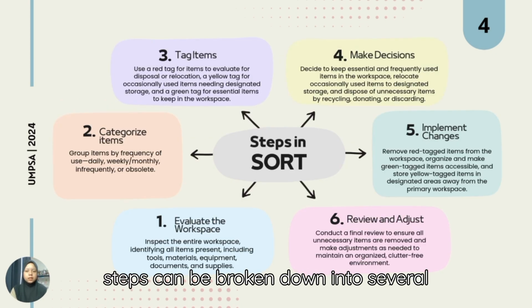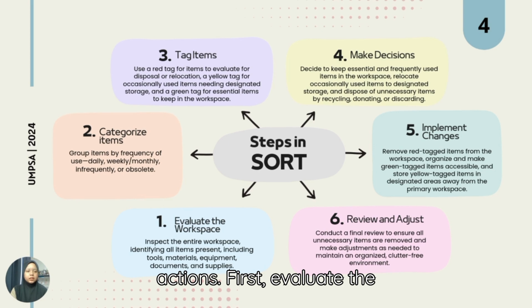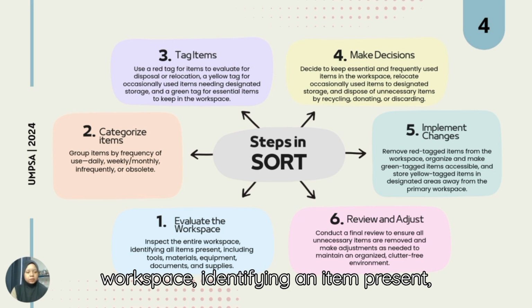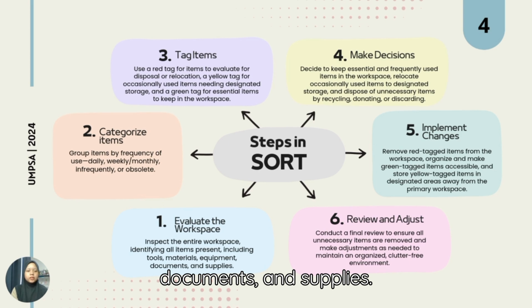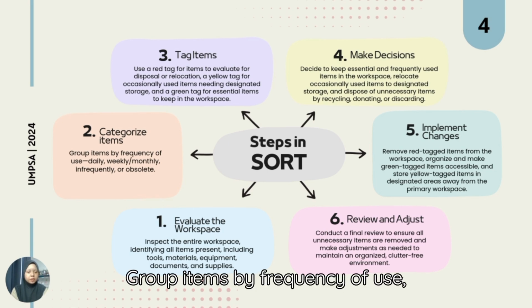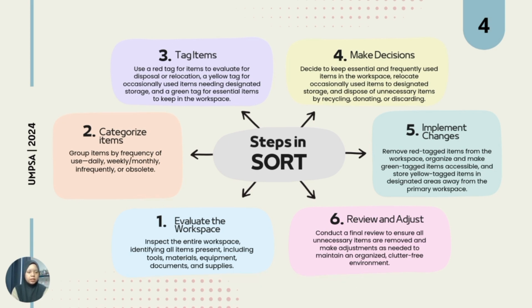The sort step can be broken down into several actions. First, evaluate the workspace. Inspect the entire workspace, identifying every item present, including tools, materials, equipment, documents, and supplies. Second is categorize items. Group items by frequency of use: daily, weekly, or monthly, infrequently, or obsolete.